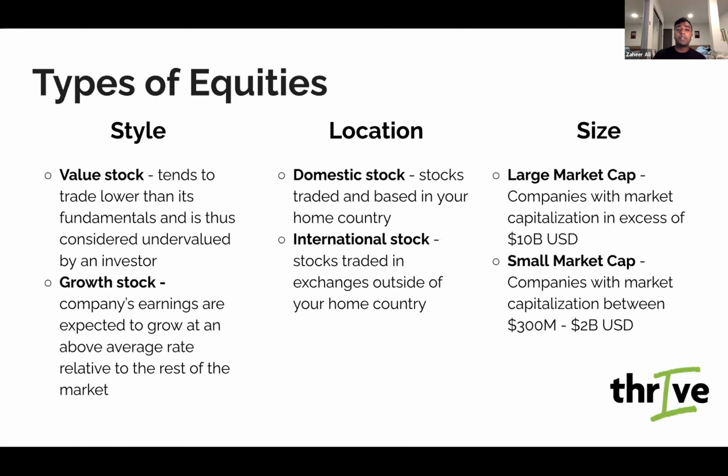Domestic stocks would be any company that's based in the US and traded on a public exchange. So your Microsoft, your Facebook, Alphabet, those kinds of companies. International stocks are stocks traded on exchanges outside of the US, so the London Stock Exchange, the Japanese Stock Exchange, any of those exchanges.